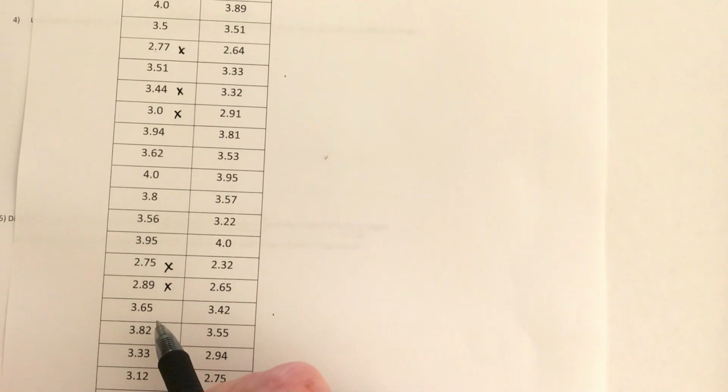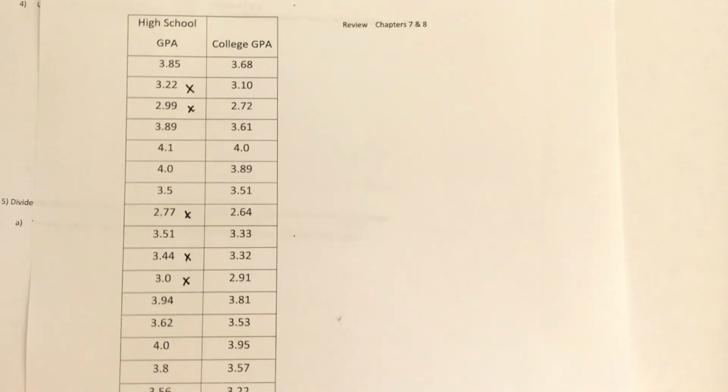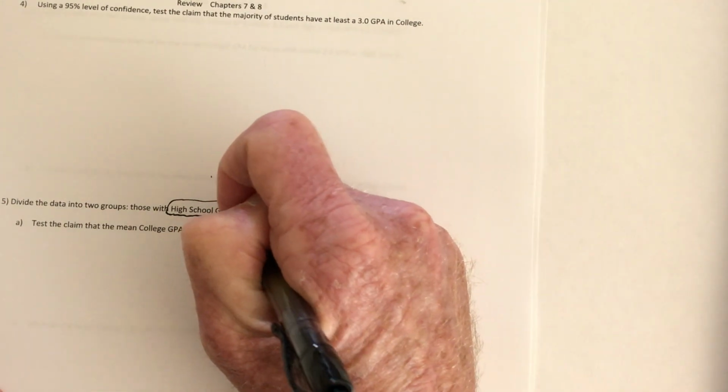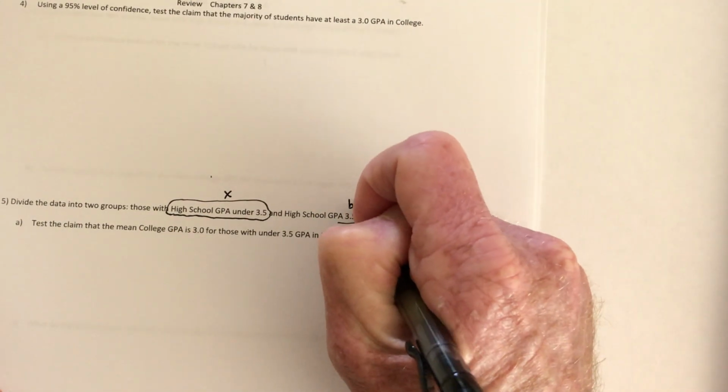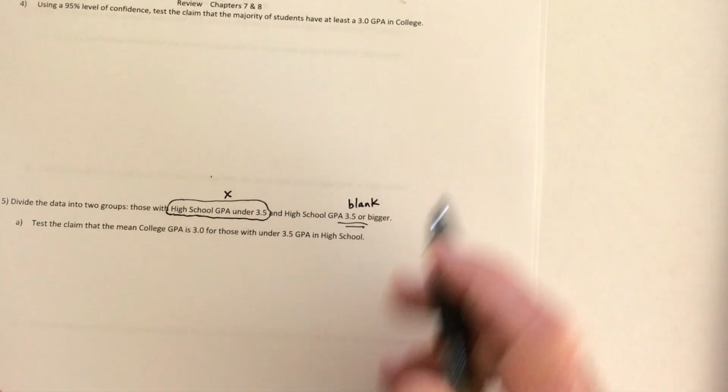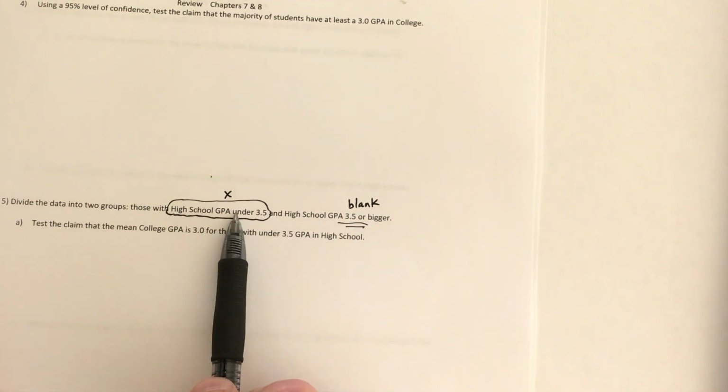Here's some more. And then under 3.5, I just keep saying it to myself so I don't forget. Under 3.5, under 3.5. Okay, so all the ones with X's are the ones that are under 3.5. So these are X's, and then these are blank. You could highlight them and make these yellow and these pink or something like that, but I'm just going to use an X and a blank.